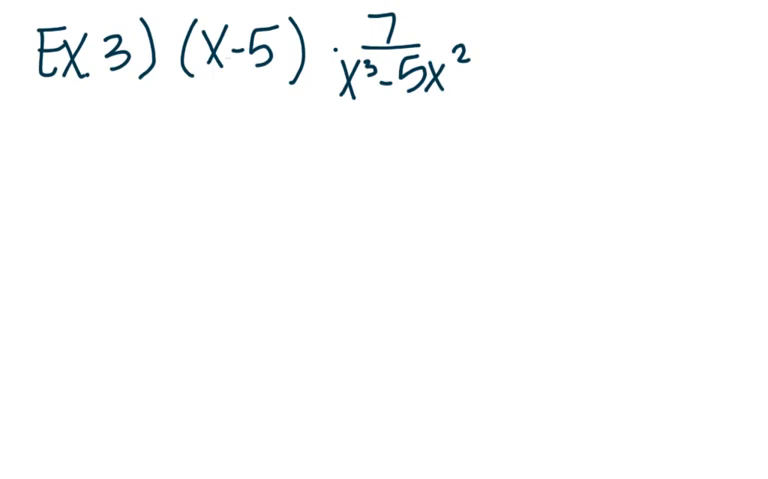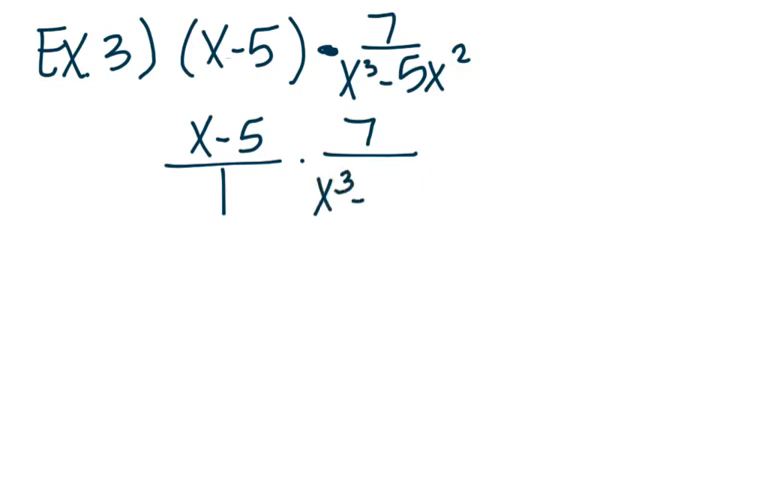Okay, so for number 3, we have x minus 5 times 7 over x to the third minus 5x squared. So we're going to think about x minus 5 being like a whole number. What did we do with the whole number when we had to multiply it by a fraction? We put it over 1, right? So we're going to say x minus 5 over 1 times 7 over x to the third minus 5x squared.